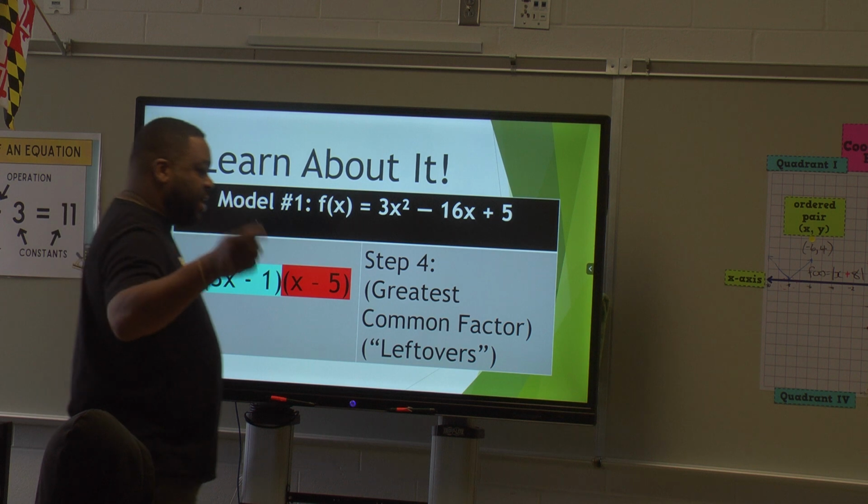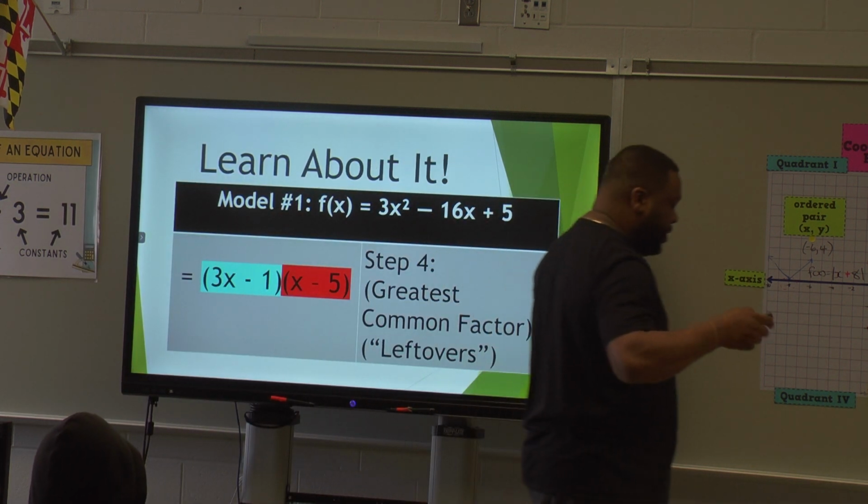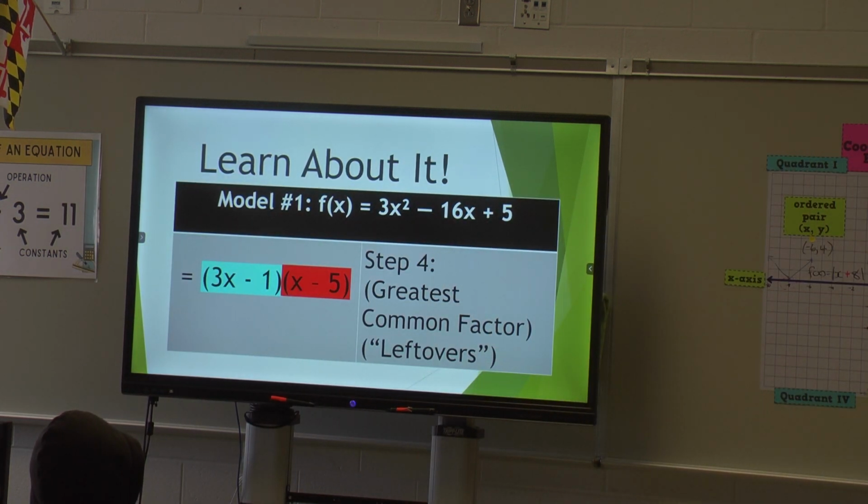What do we do for step 5? Check your answer. Now, I told you there are 1 or 2 ways that you can check a factored form. One is what? You can use the box method, or you can use FOIL, which a lot of people don't like, and I don't really use it. So for my example, we're going to be using the box method.